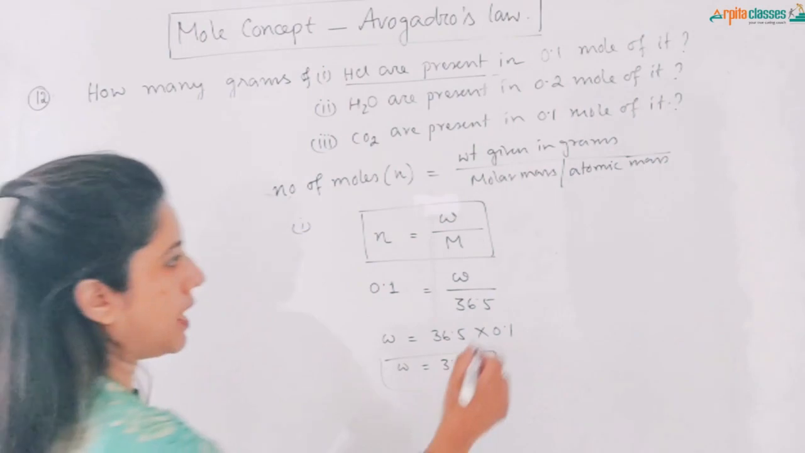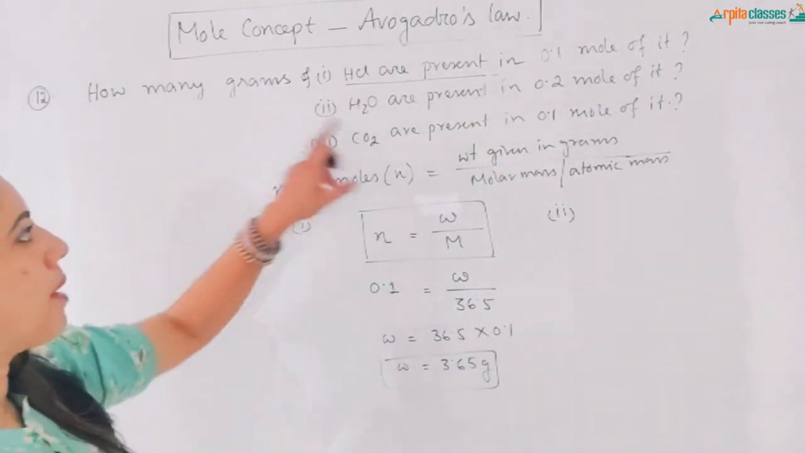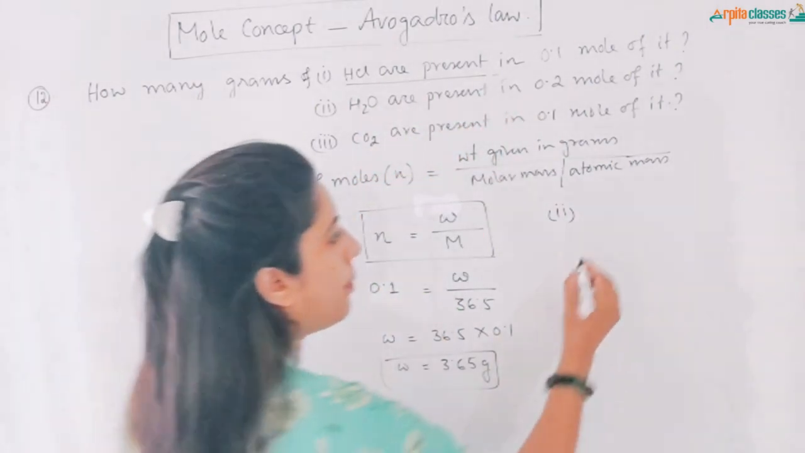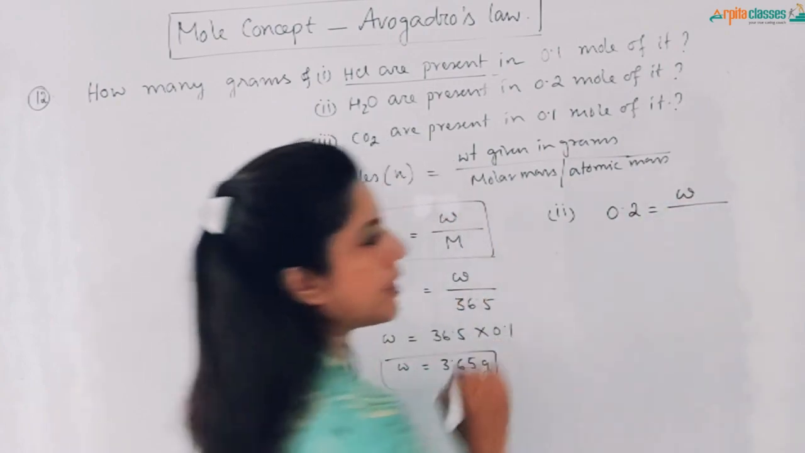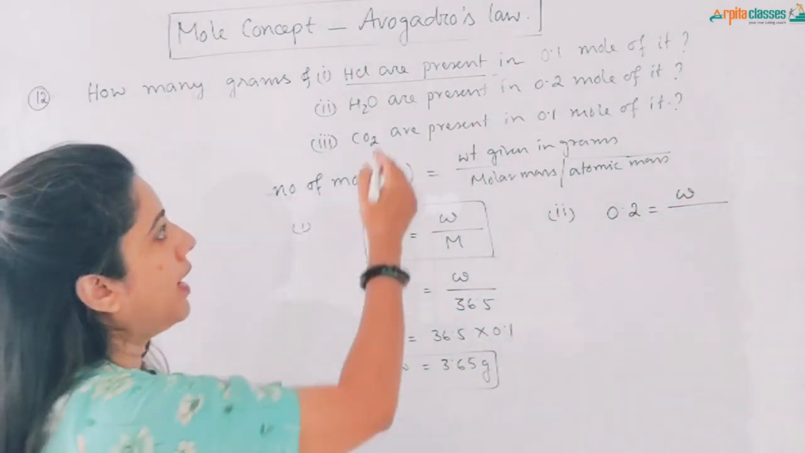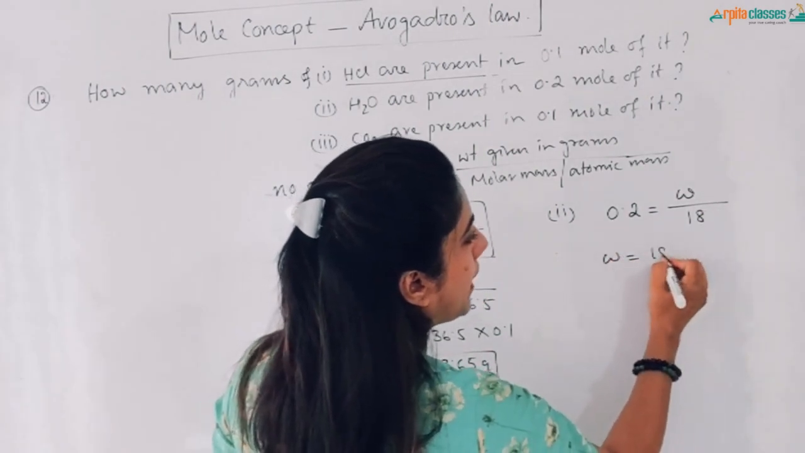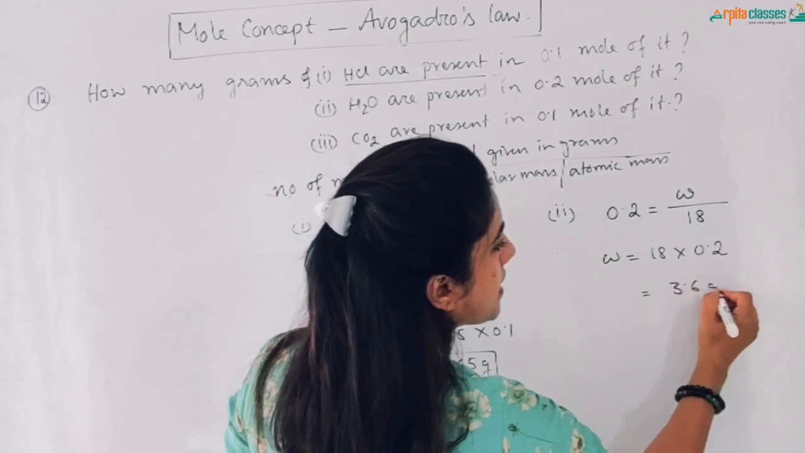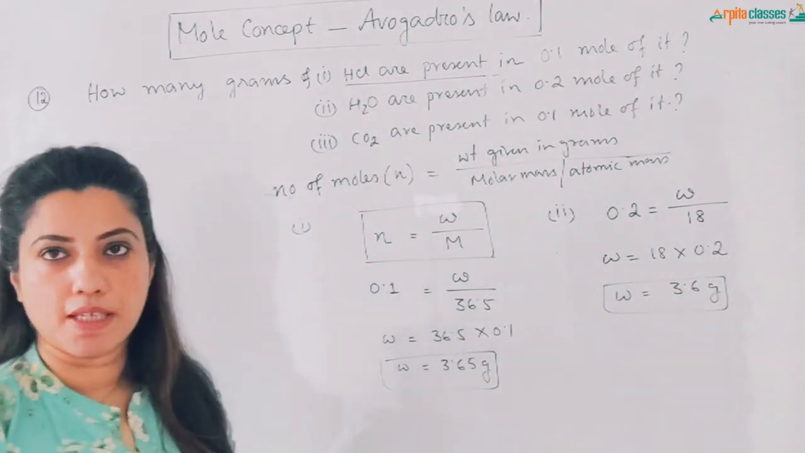Same thing, if you use the same formula for the second question, they are asking how many grams of H2O are present in 0.2 mole of it. So now the number of moles is given, 0.2, and how many grams of H2O, that is W they are asking for, and the molecular weight of H2O is 18. So W will be 18 into 0.2, so that will give you 3.6 grams. So here the value of W is 3.6 grams.